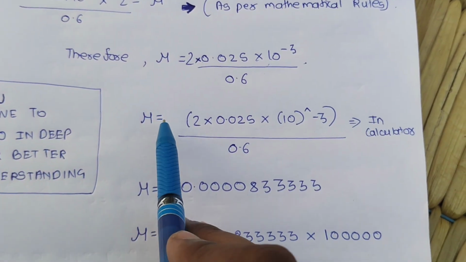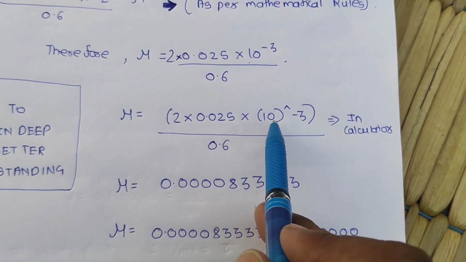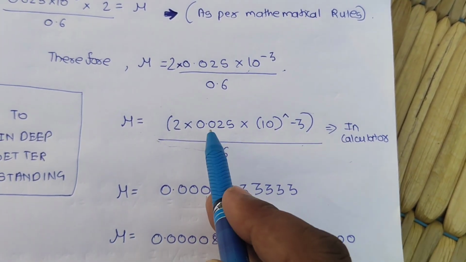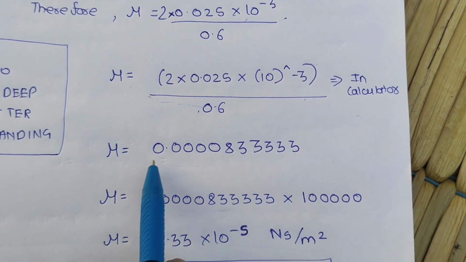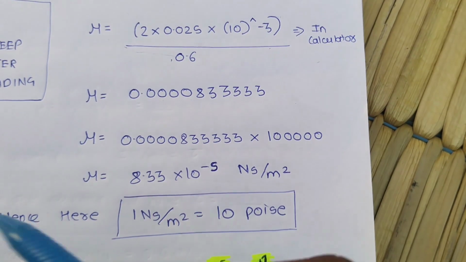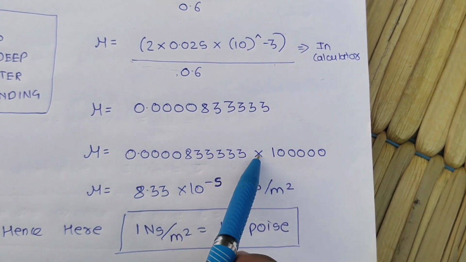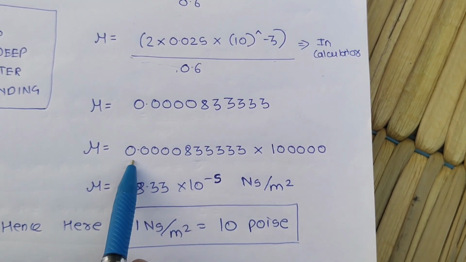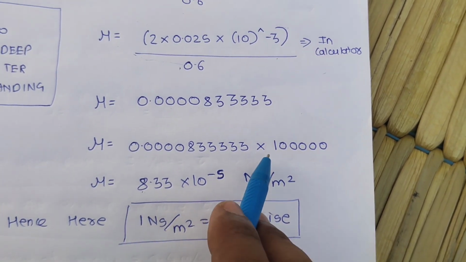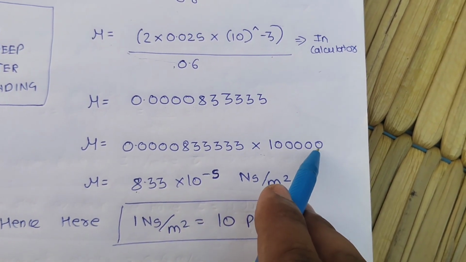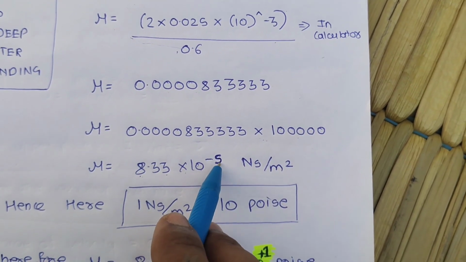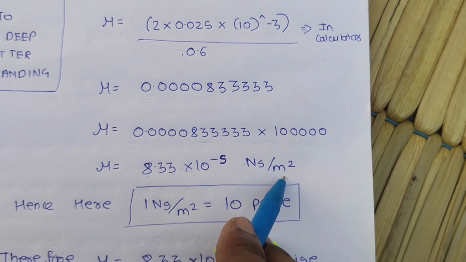Here mu is equal to 0.5 times this, and we enter this in the calculator. So we will get 0.000833333. After this we have to reduce all the zeros; at least one digit we should have above the point. So we multiply by 1 lakh, and we get 8.33 into 10 raised to minus 5 Newton second per meter square.